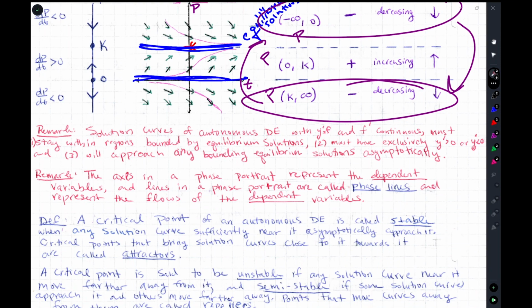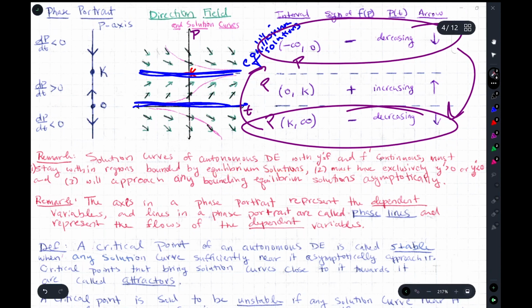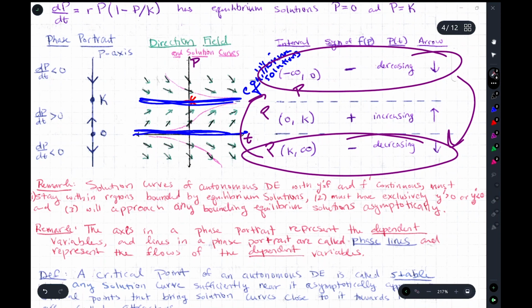So some remarks. Solution curves of autonomous differential equations with y prime equals f and f prime continuous must stay within regions bounded by equilibrium solutions. Why? Right? So what we're saying for that first statement here is, okay, this is a solution curve that's in between these equilibrium solutions. It's got to stay in there. Why, when f and f prime are continuous, must that hold?